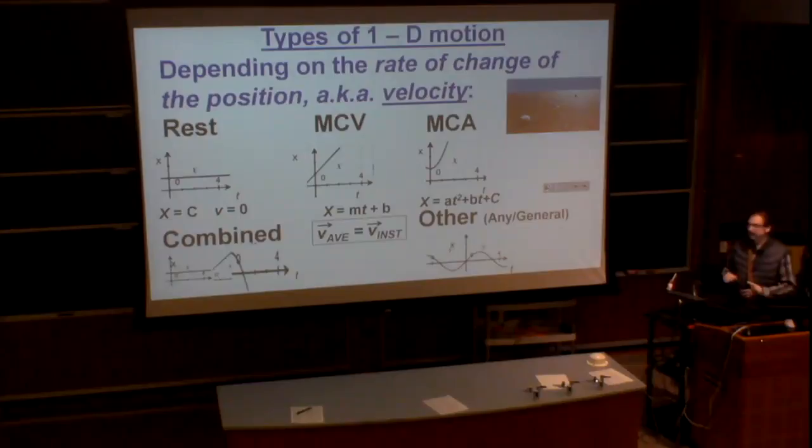So this is what we've learned. We have several types of motion. Well, first of all, nothing is moving, rest. The position graph, horizontal line. Motion with constant velocity, position graph is a straight line. Motion with constant acceleration, the position graph is a parabola. And we can use many combinations of those. So we've learned everything. Of course, now we just need to practice.